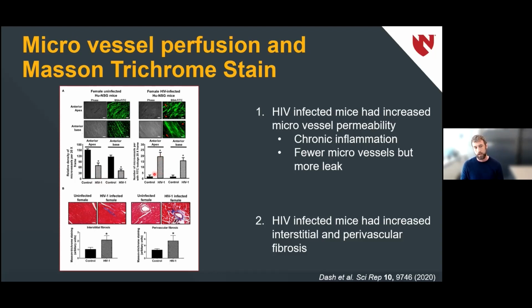We also measured the cardiac fibrosis using the Masson Trichrome stain, and we saw a significant increase in interstitial and perivascular fibrosis. The blue is collagen deposition, and we can see a significant increase in the HIV animals. Collagen can lead to fibrosis in the heart, which can make the heart stiffer and impair relaxation, which may be leading to the diastolic dysfunction that we measured.